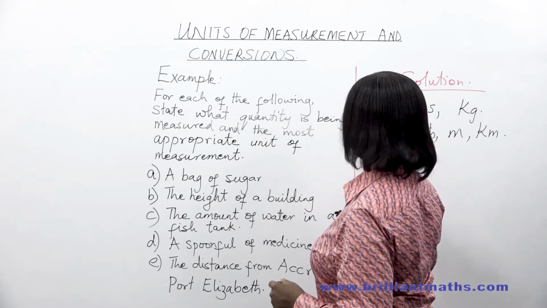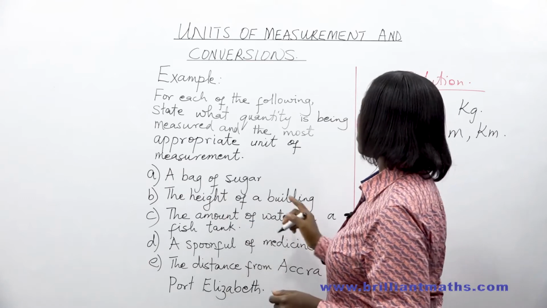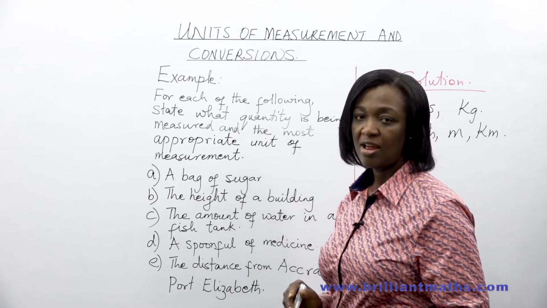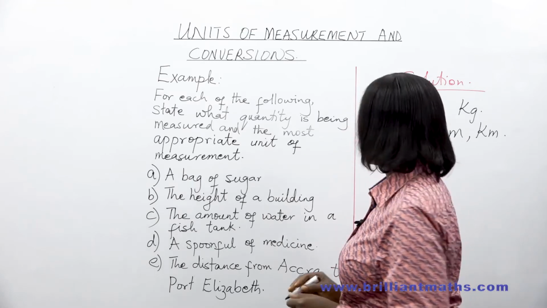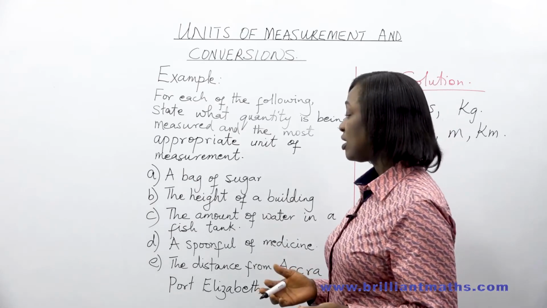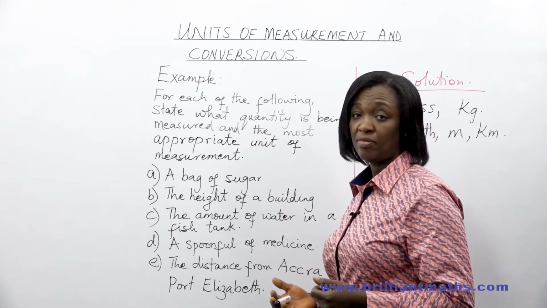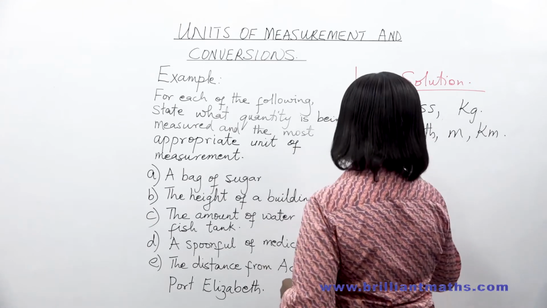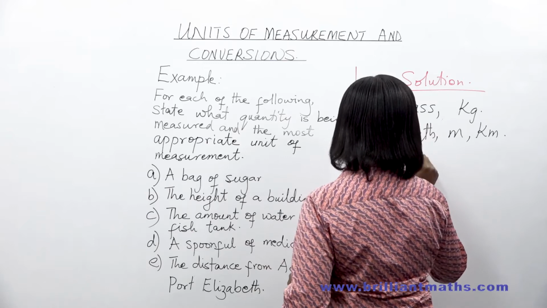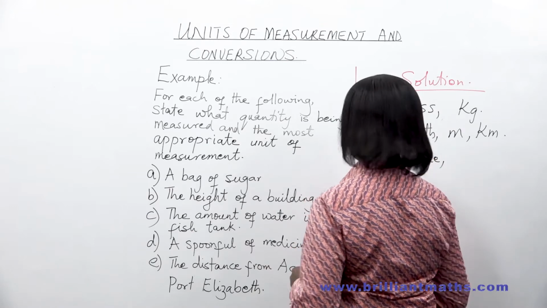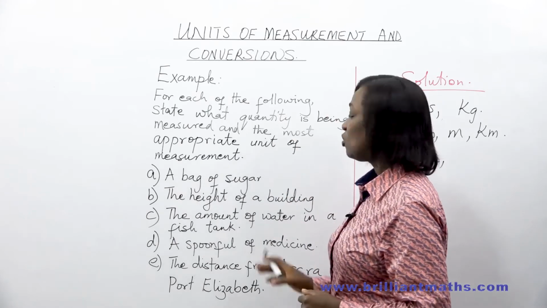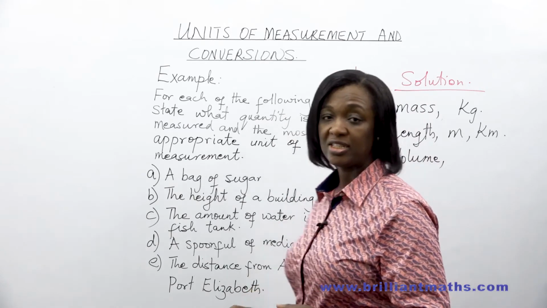For C, the amount of water in a fish tank. We're measuring volume or the capacity of the tank. So volume. And what is the most appropriate unit of measurement? We should be looking at liters.